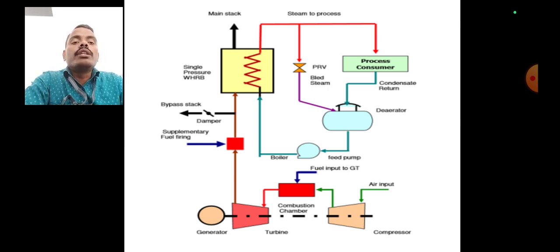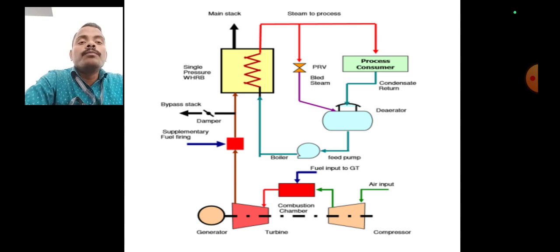Next, fuel is sent to the supplementary fuel firing. A small amount of fuel is added and fired, further increasing the temperature of the flue gas. Then it is sent to the steam waste heat recovery boiler. Here the heat from the flue gas is recovered by the steam cycle. The water is heated and converted into steam by using the flue gas.